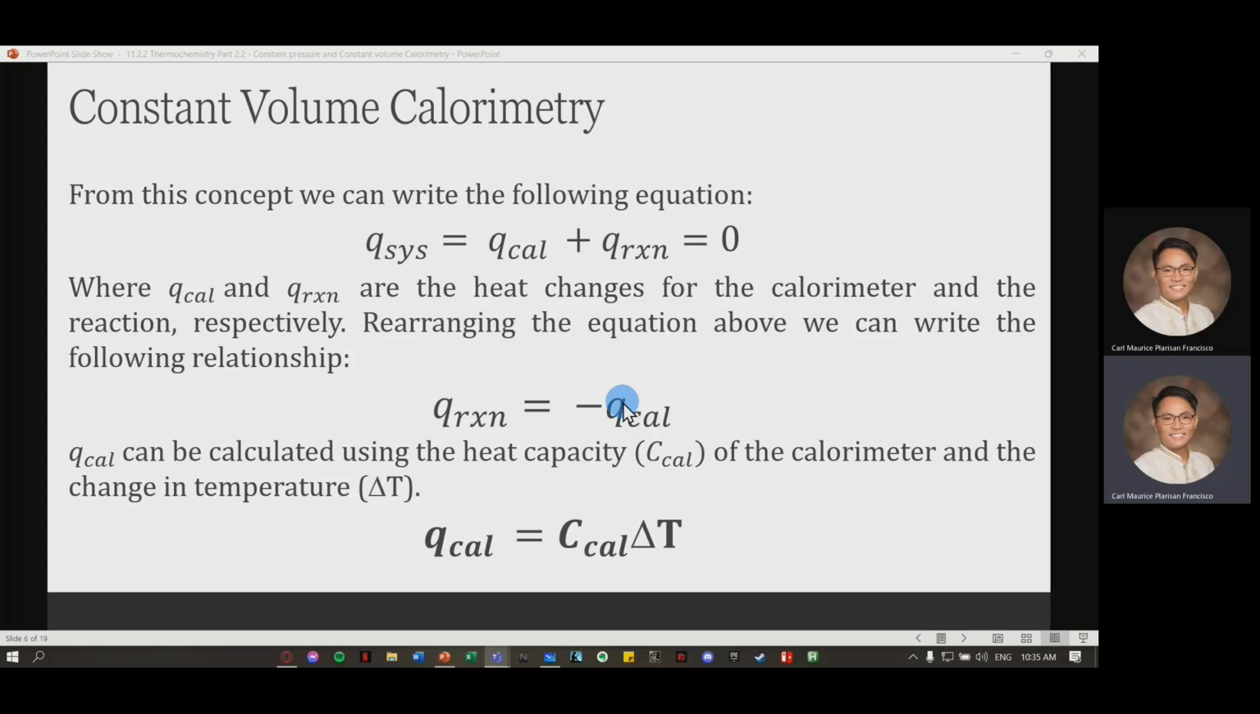Okay, so for us to compute Qcal, it can be calculated by multiplying the heat capacity of the calorimeter, Ccal, times the change in temperature. Okay, so remember this relationship representing no heat change or no mass change. And then to calculate the heat of the calorimeter, we have heat capacity of calorimeter times change in temperature.